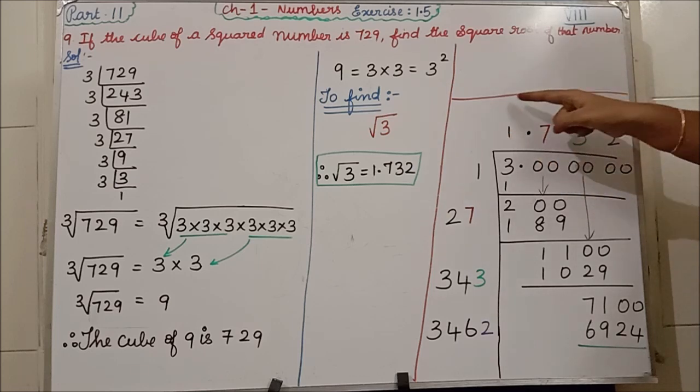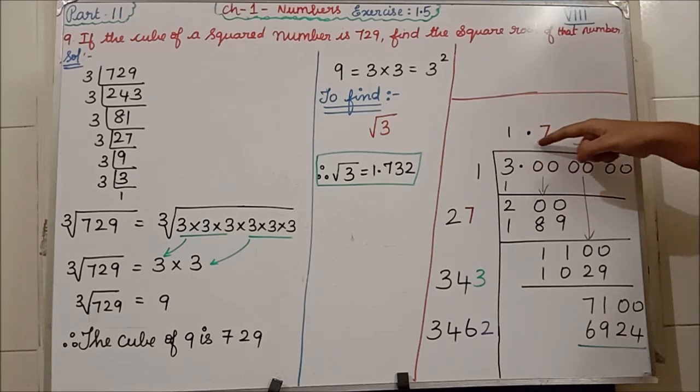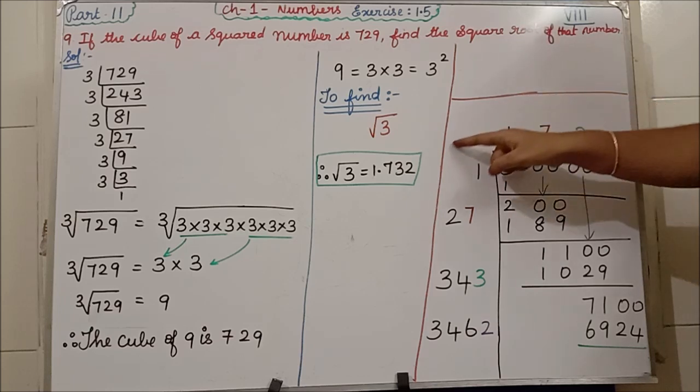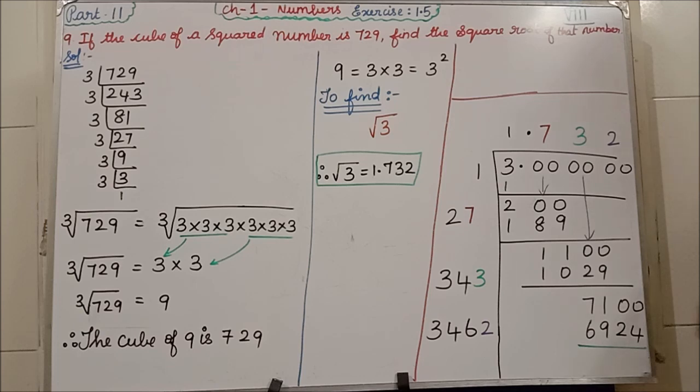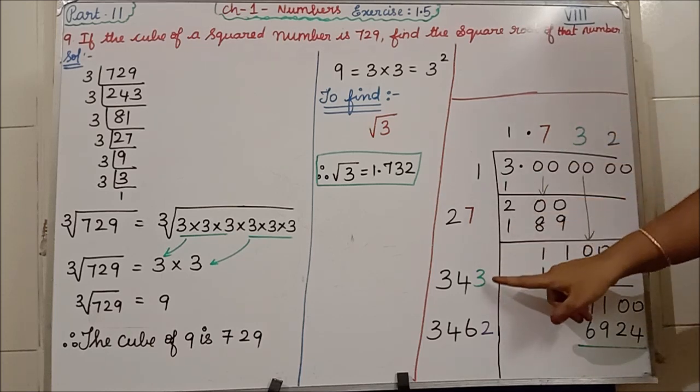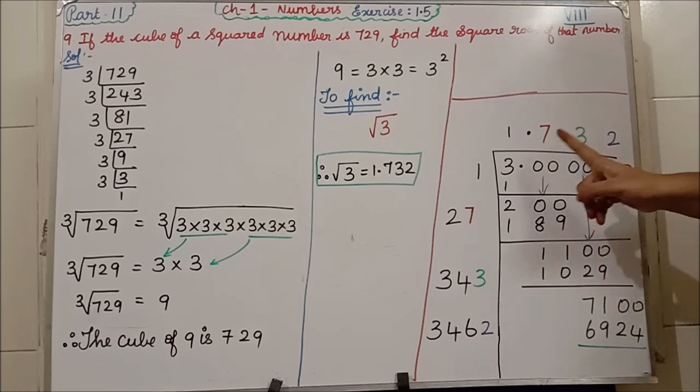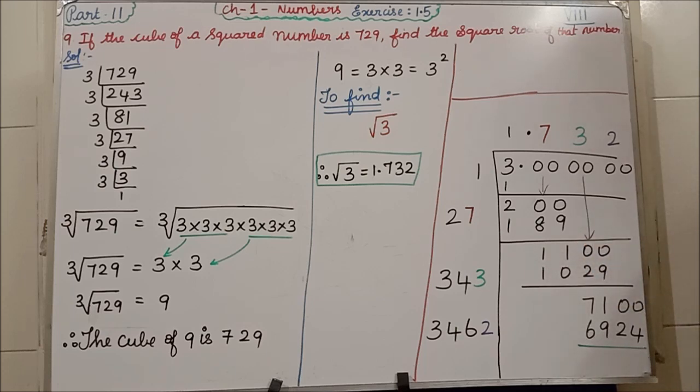That 17 you have to multiply with 2. 17 into 2, what will you get? 34. That 34 you have to write in the third step. Clear? Then we are having 1100. So if you write here 3 and here 3, then multiply and see. 3 into 343, if you multiply, we are getting near to this number, which is 1029. Okay, so if you subtract this, I am getting 71.